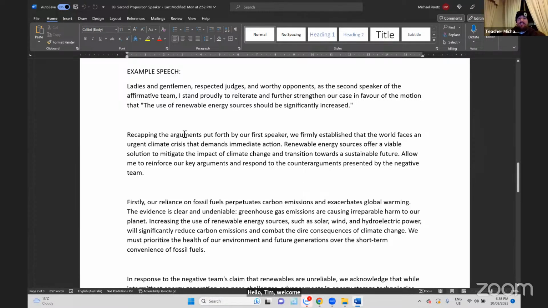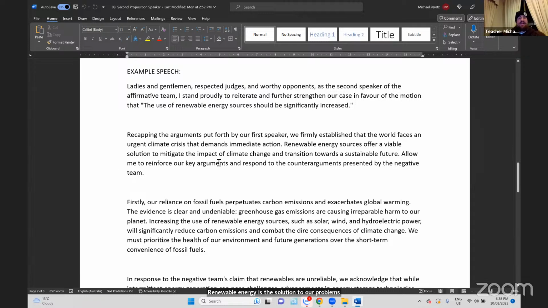So recapping the arguments put forth by our first speaker. So again, being super obvious with what we're doing. We firmly established that the world faces an urgent climate crisis that demands immediate action. So yeah, in this point, we've reminded everybody our main argument, it's a serious crisis. We need to deal with this now. Renewable energy sources offer a viable solution to mitigate the impact of climate change and transition towards a sustainable future. So here we are talking about, again, reminding everybody that renewable energy is the solution to our problems.